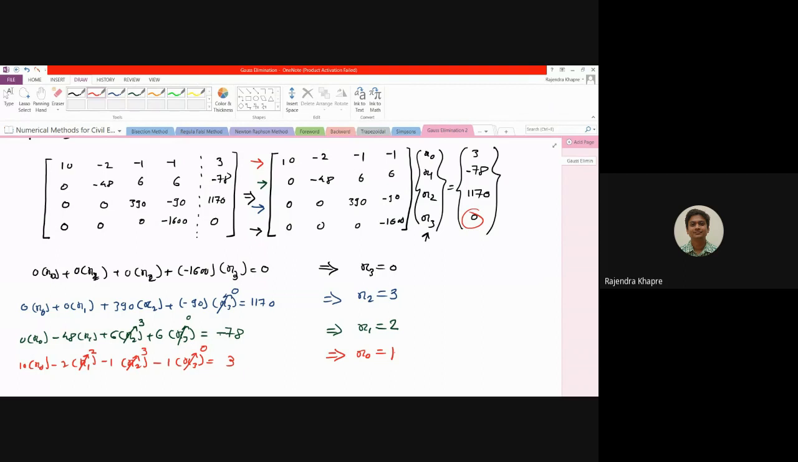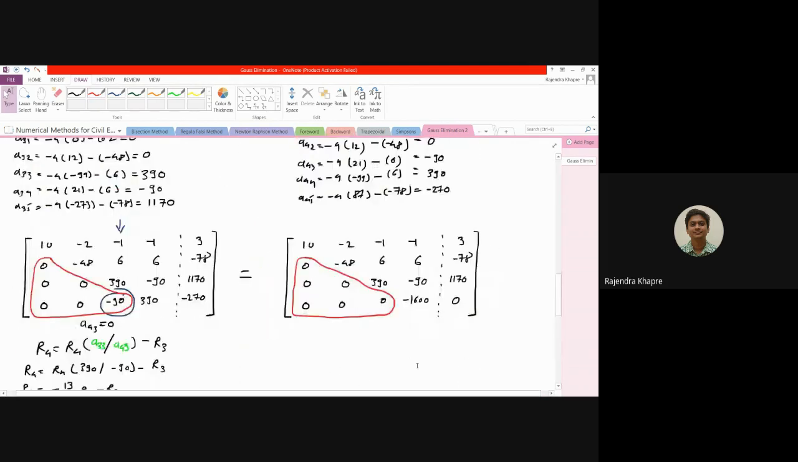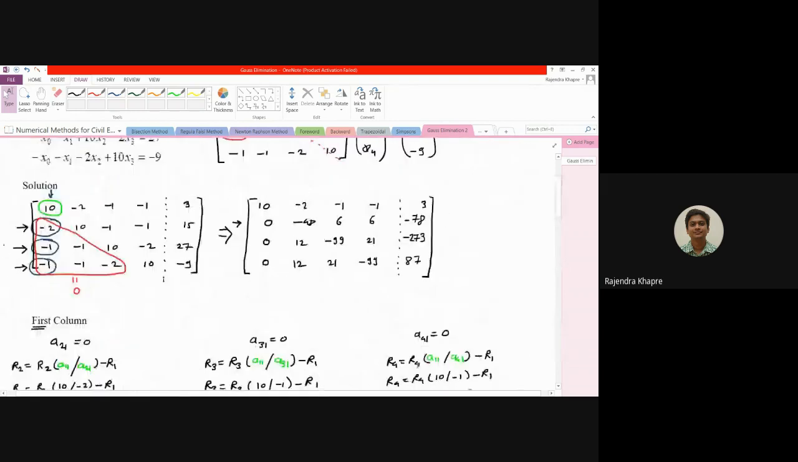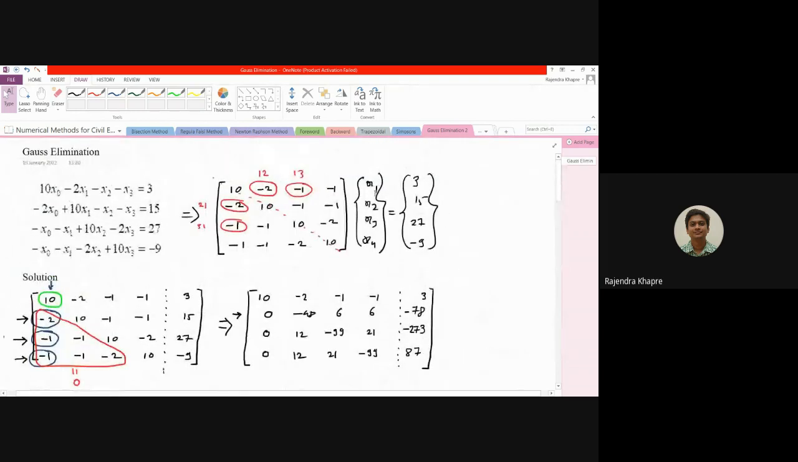What is the value of x0? 1. Okay, so this is the answer to the solution. So the values of x0, x1, x2 and x3 are respectively 1, 2, 3 and 0. Okay, so just to cross check this, you can go back to your original problem, which was like this, and if you substitute the values over here, you should get the correct answer.